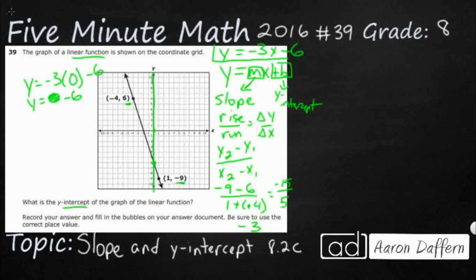So this is our completed slope-intercept form. That's going to be y equals -3x minus 6, and our x becomes 0, right? Then we just have a y-intercept of -6.